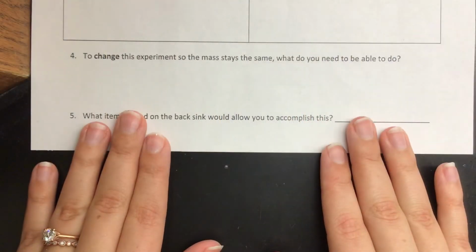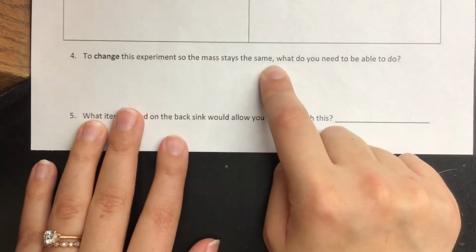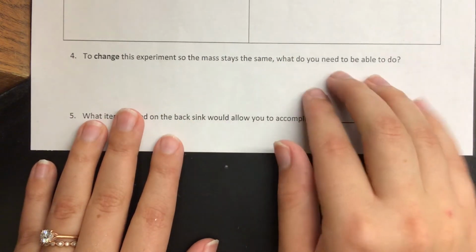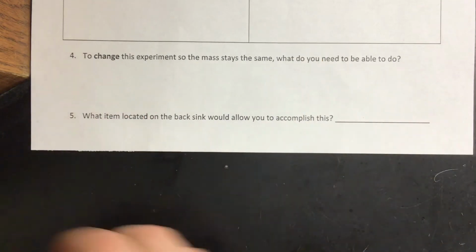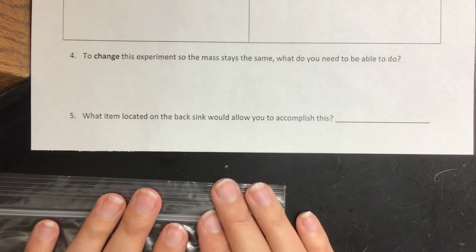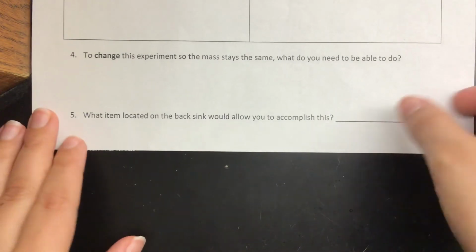The next part of our experiment is that we want to change the experiment so the mass stays the same, so we can observe the law of conservation of mass. To do this, I will be using a plastic baggie and following the same procedure that we did before. However, it will be in the bag, and so I'm hoping that we can track the mass that way.